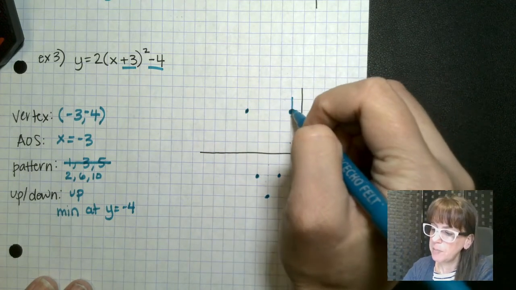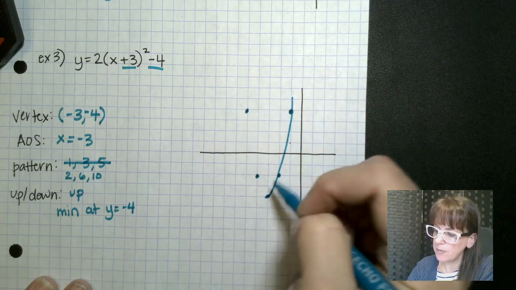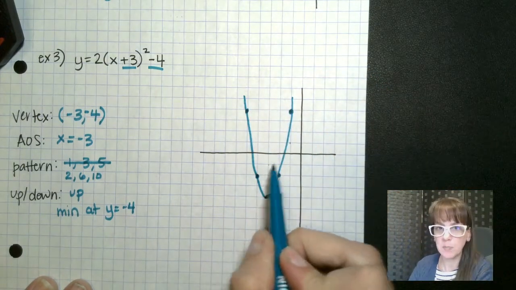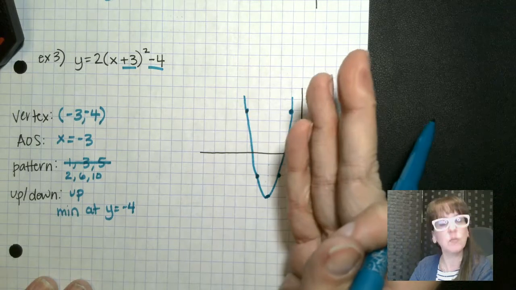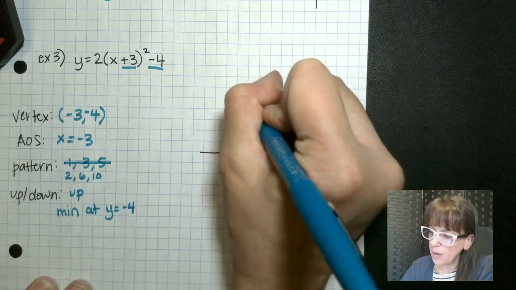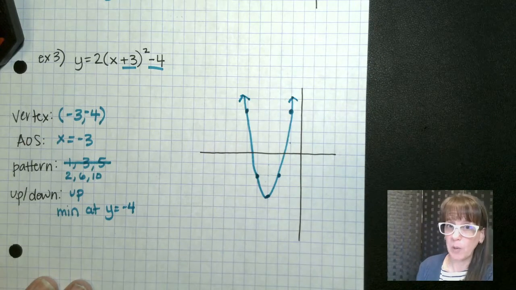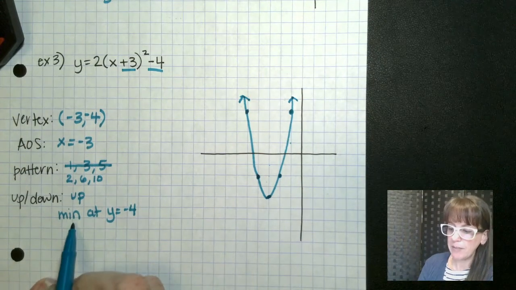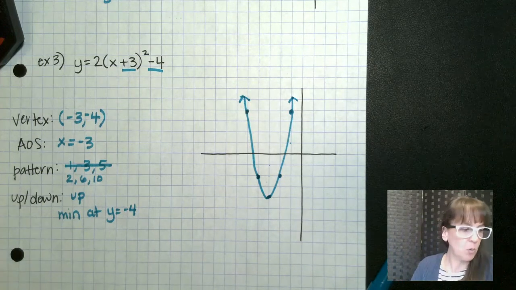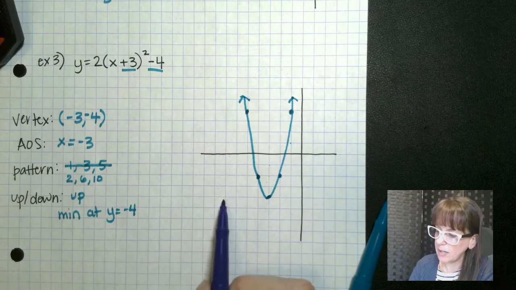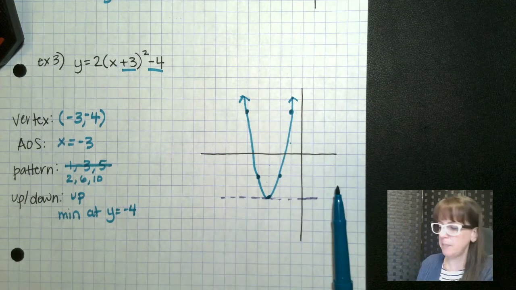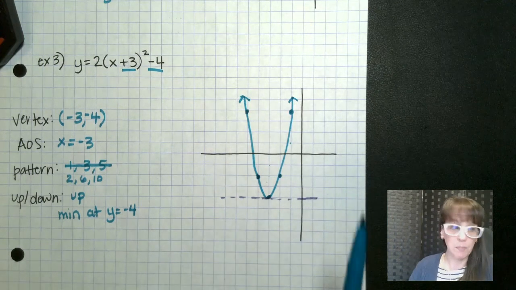Now we could be plugging in numbers to figure this out if you don't know this pattern. Once you have your vertex, pick numbers on one side of it. What happens on one side, flip it over to the other side, and you'll have that as well. But I think that pattern works really well. Now you see we have that minimum at y equals -4, right here. There's our minimum. And you see that the graph does not go below that.